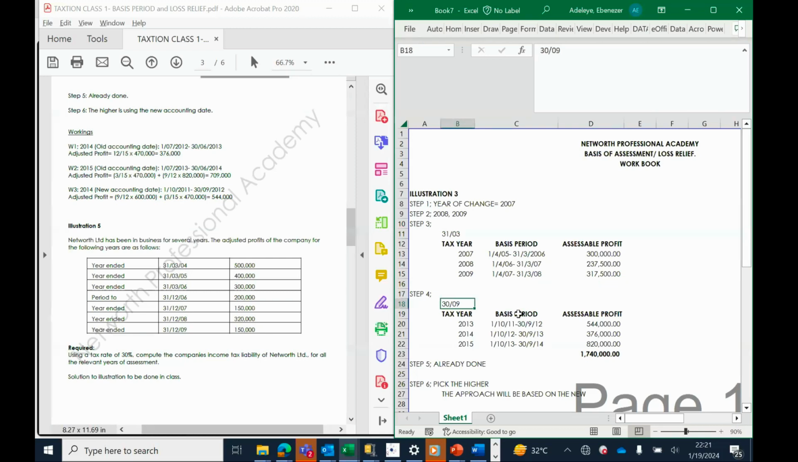Step 4 now says that we should use the new accounting date. What is the new accounting date? 31st December. Let's fill up this and paste it. So 2008, 2009, and this one will now be from 1st of January.